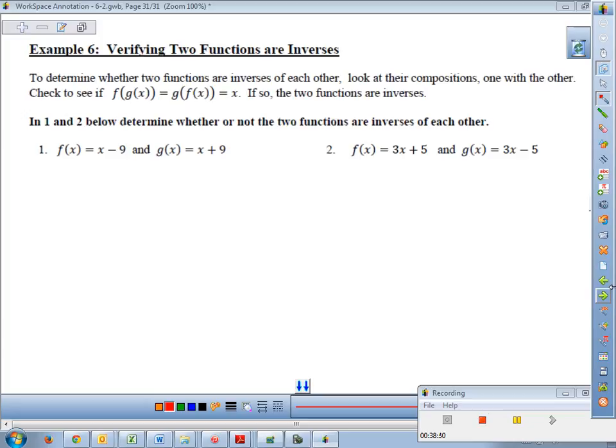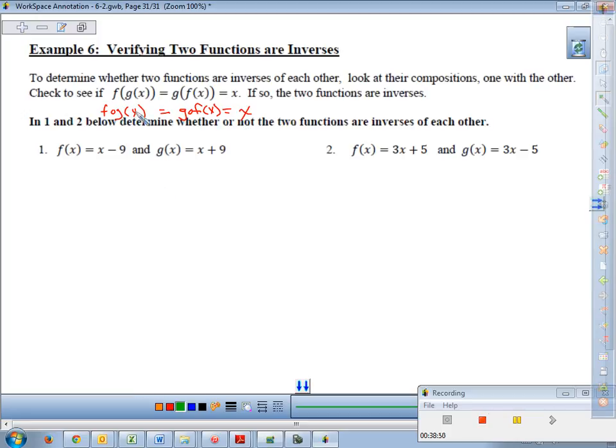On the next few problems, they want to know, are these two inverses of each other? And there's many ways to figure it out. The fastest way is to see if the composites of each other equal x. They want to know if f of g of x equals g of f of x, which equals x. It is so confusing sounding, but here's all you got to do.